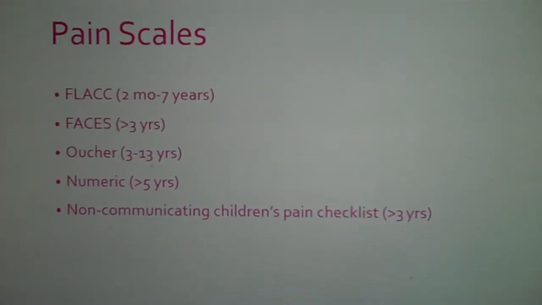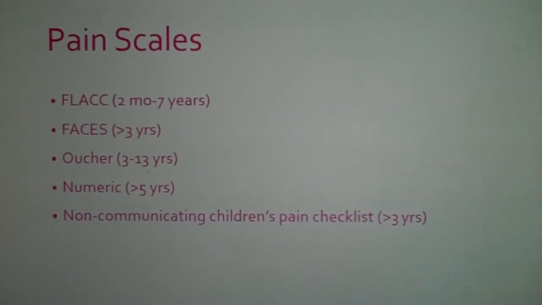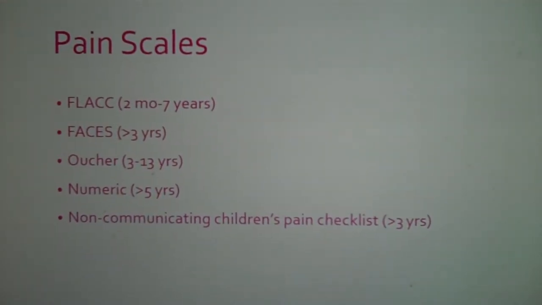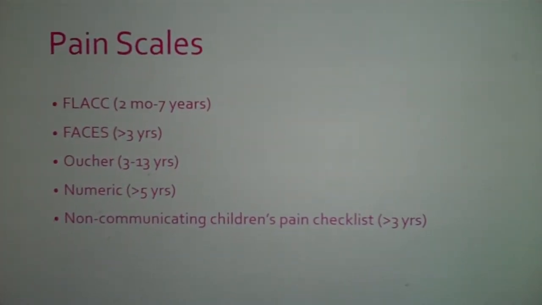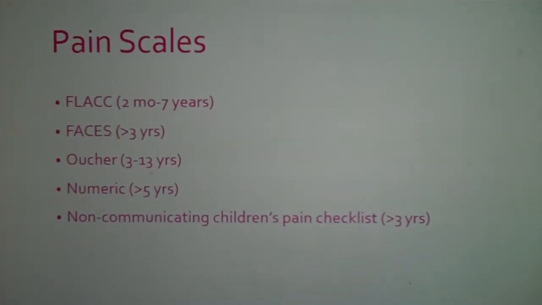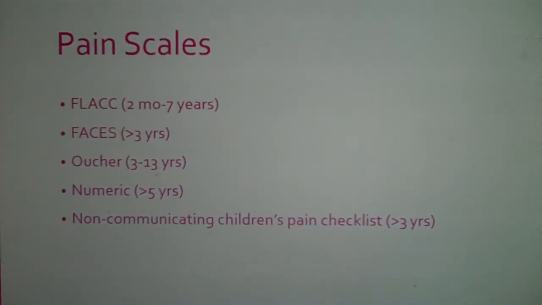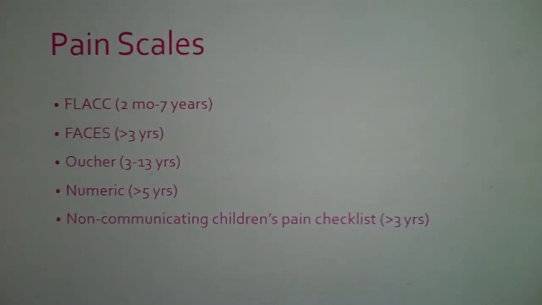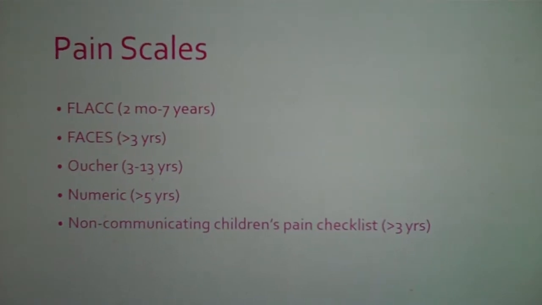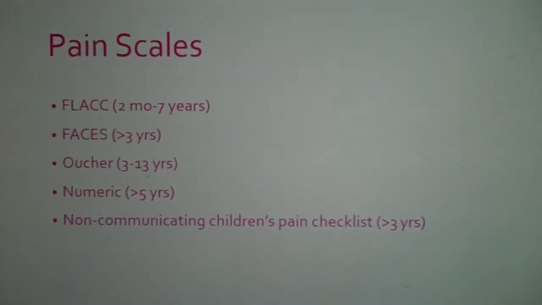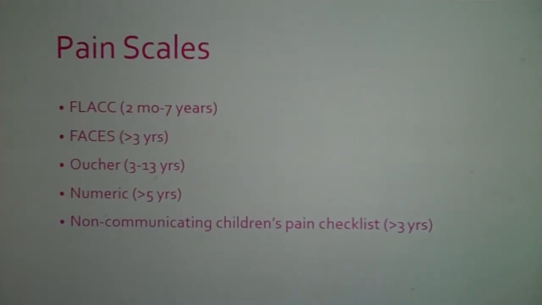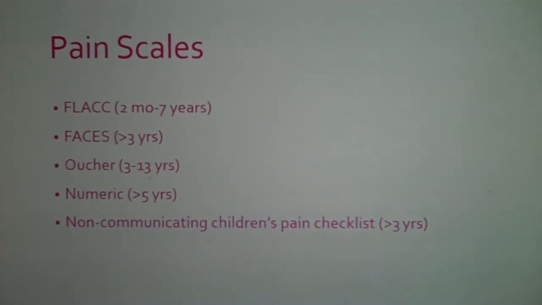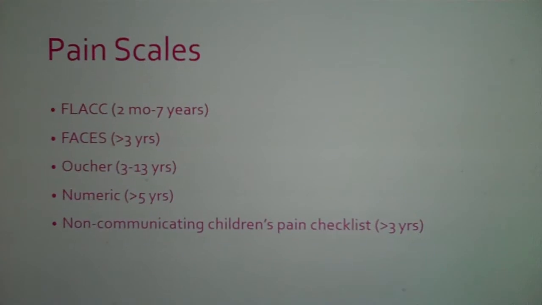And then the one you're all familiar with, the numeric pain scale. Different textbooks will vary the age just a little bit, but consider that the child has to be greater than 5 years of age, so they have to be at least school aged before you can use the numeric pain scale appropriately. There's also the non-communicating children's pain checklist, and I have an example of that in a few slides. It's appropriate for kids greater than the age of 3.